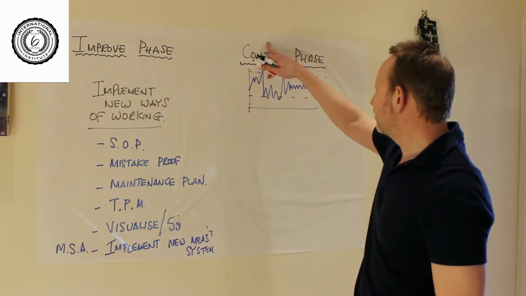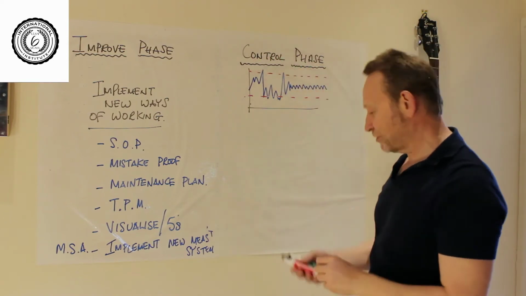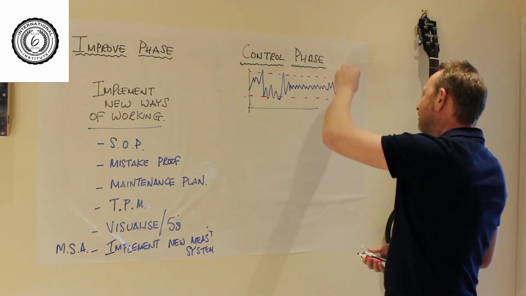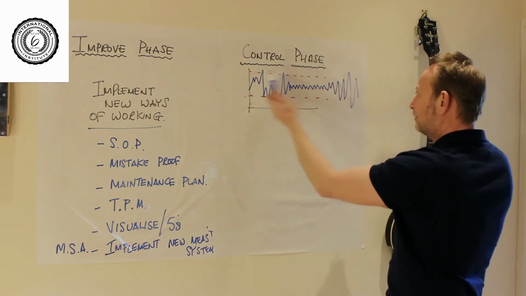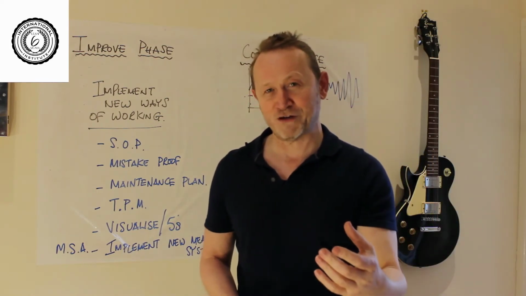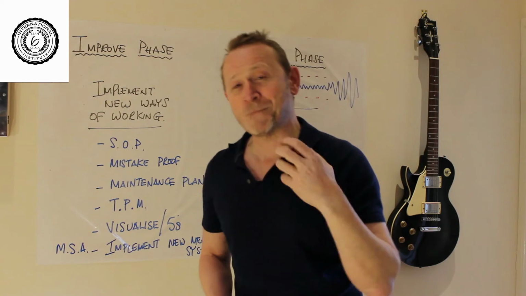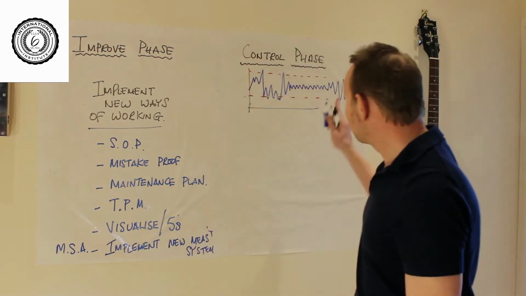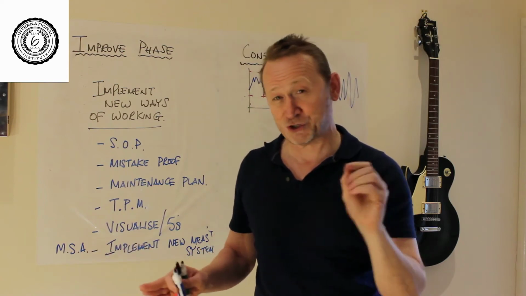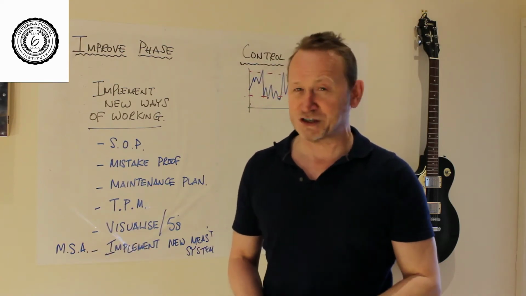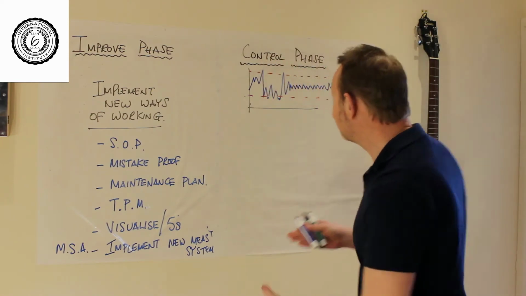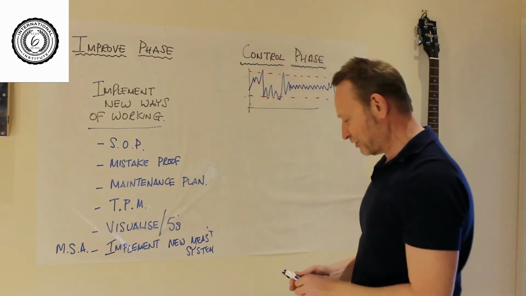The key point about the control phase is that we keep it there, and we don't allow the process to go back to where it came from. That's what the control phase is about. It's about maintaining the gain. This can only really be seen over a longer period. So control is the most difficult thing to achieve, and the best companies in the world are brilliant at control.